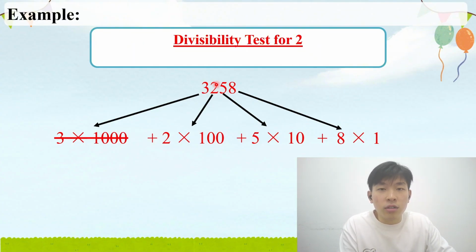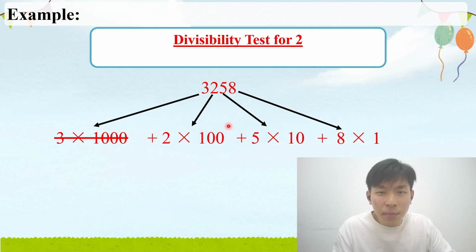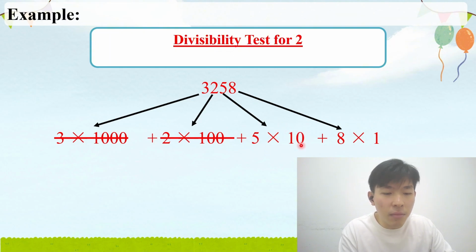Similarly, for the 200 here, it is 2 times 100. So 100, 200, 300 until 900. Which means that any number multiplied by 100, is it divisible by 2? Yes, because 100 is divisible by 2. So, okay, we don't need to look. Similarly, 10 is divisible by 2, so any number multiplied by it will still be divisible by 2. But here, is 1 divisible by 2?